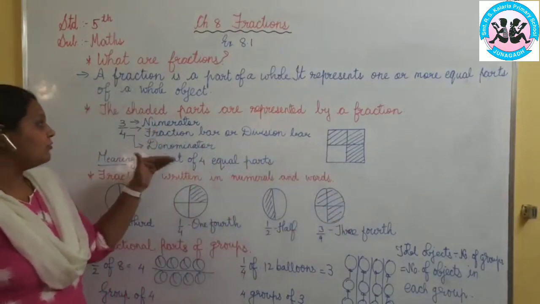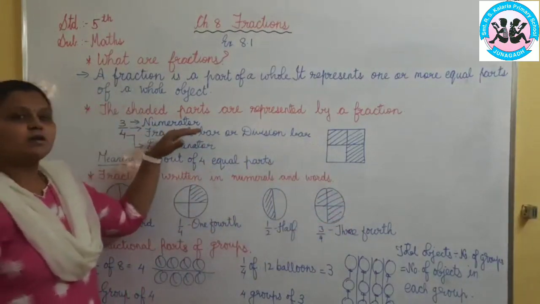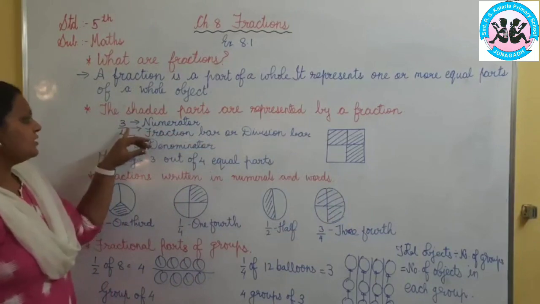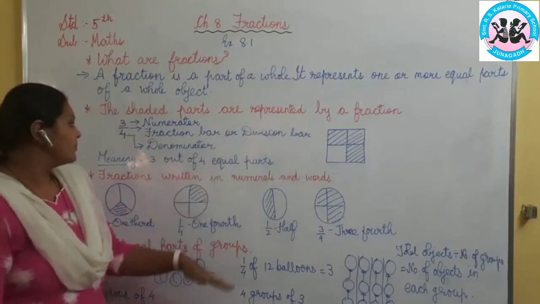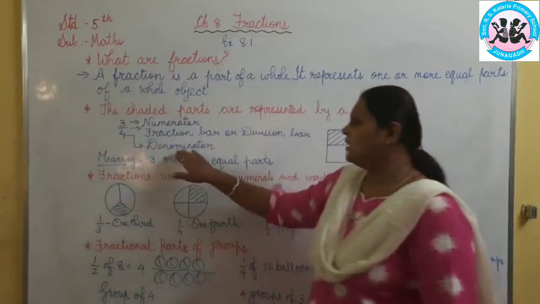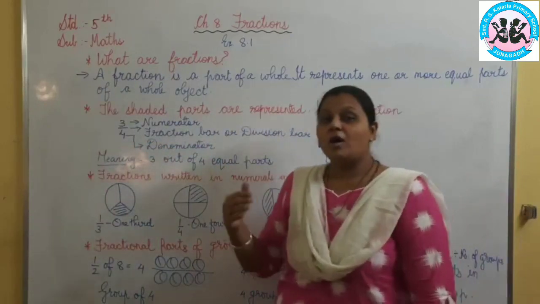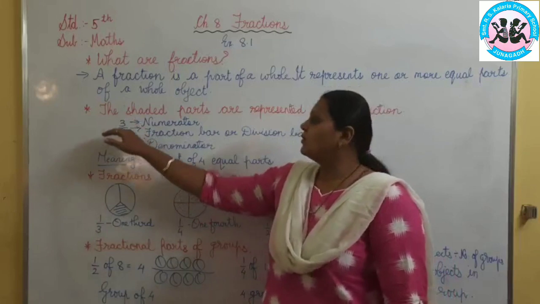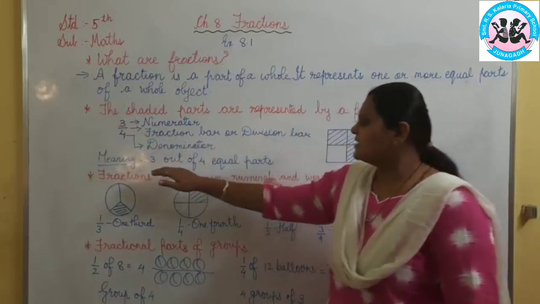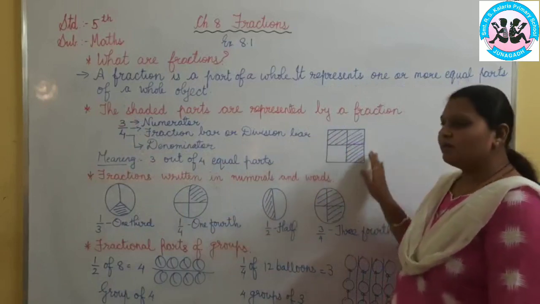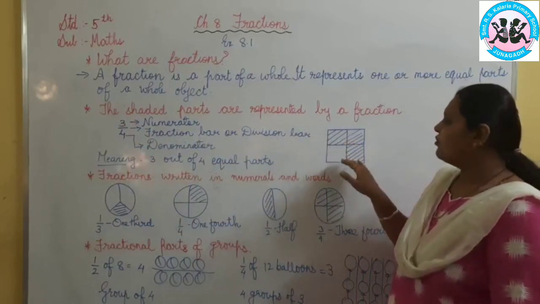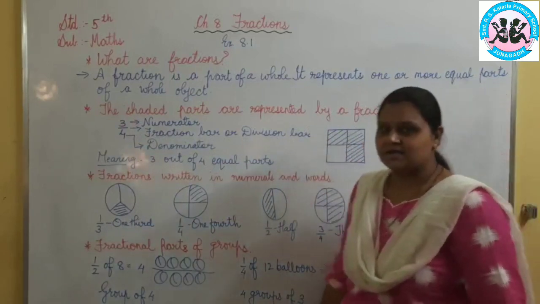Now in 3 upon 4, 3 is called numerator. The line shows fraction bar, or you can say division bar, and 4 is called denominator. Now what do you mean by this? The meaning of this is 3 out of 4 equal parts. Here 4 equal parts are given. Out of 4, 3 equal parts.